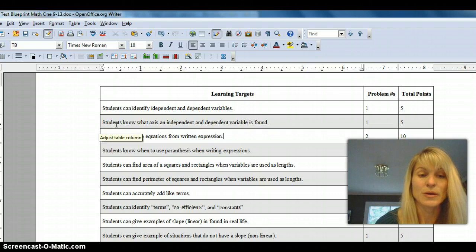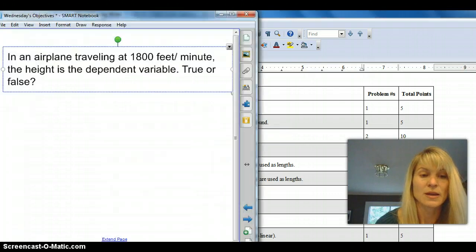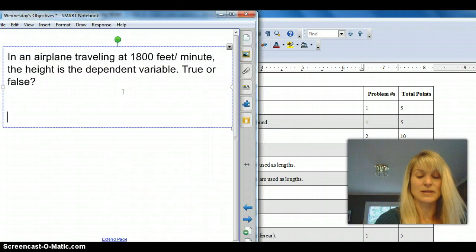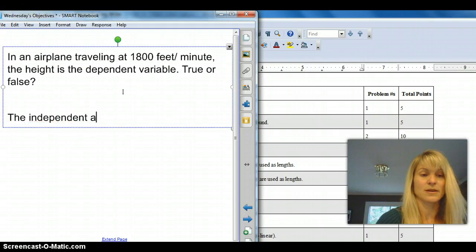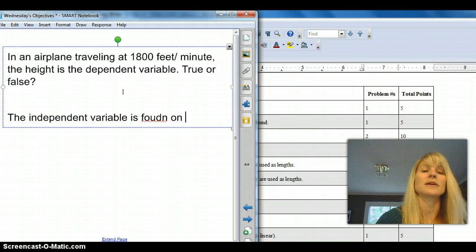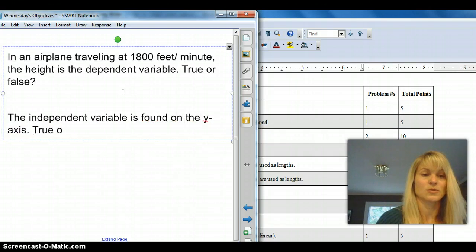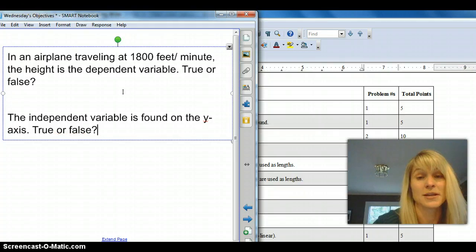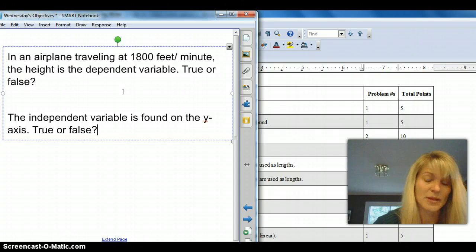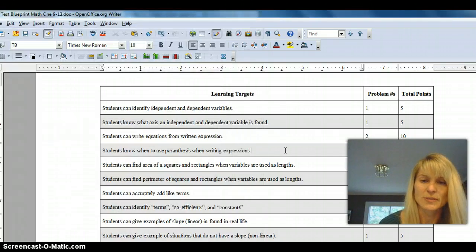The second one, I might put, students know which axis the independent and dependent variable is found on. So for this test question, I might say the independent variable is found on the y-axis, true or false. So again, it's a 50-50 chance. It's either on the x or the y. So you also have a 50-50 chance of answering it right, which is why I used a true or false problem. So hopefully you know that this one's false. But again, that's an example of what I want you to do with some of these targets.